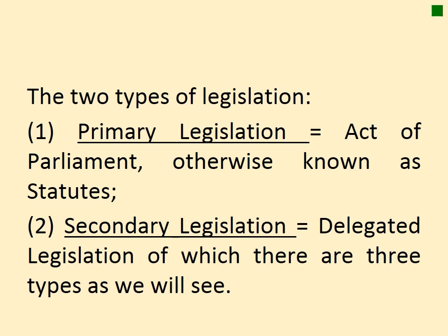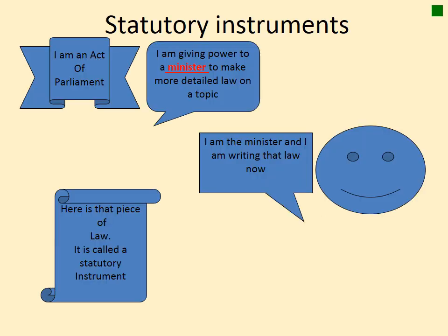So there are 2 types of legislation. You've got primary legislation, which is an Act of Parliament, which is also known as statute, and you have secondary legislation, which is what we're focusing on today, which is also known as delegated legislation, and there are 3 types, as we will see. So the first type we are looking at is what is known as a statutory instrument.